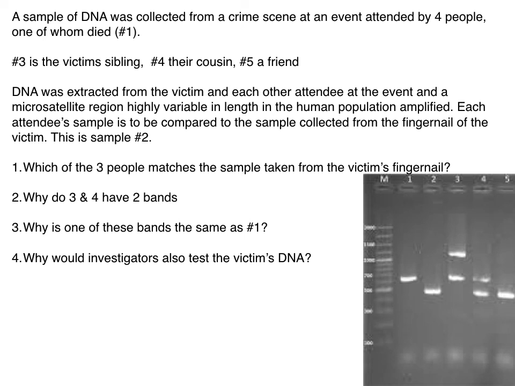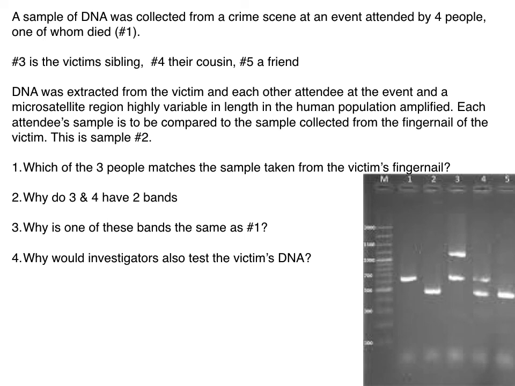Individual number 3 is a sibling of individual number 1, as is individual number 4, okay? Individual number 5 is their cousin, okay? So of the 4 people that were there, 1 is dead. 2 of them are relatives, a sibling and a cousin. Okay. The 5th individual was a friend. Okay. Now, in sample well number 2, what we have is DNA that was extracted, and this repetitive microsatellite region was amplified and loaded into this well from a sample taken under the victim's fingernail.